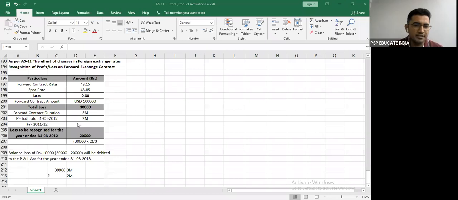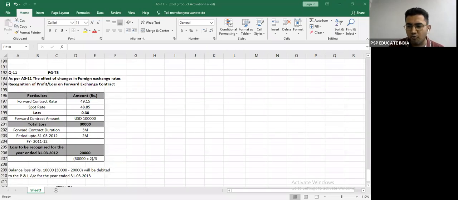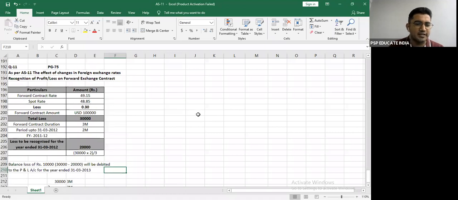Are you all clear with this? Be careful. Avoid silly mistakes. Otherwise, you will end up losing marks. Understand the question carefully. What is the forward rate? What is the spot rate? Then ask yourself, did you buy or did you sell? If you are buying, of course, you have to pay. Are you paying more? It's a loss. If you're paying less, it's a gain for you.